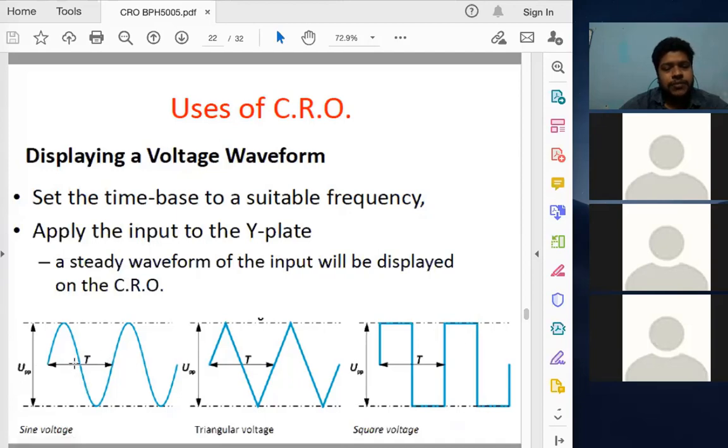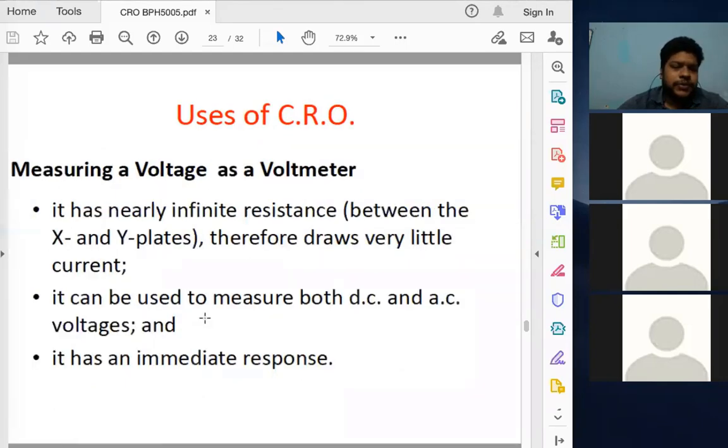From that, we know the time period, and from the time period, we can tell the frequency. So set the time base to a suitable frequency so that we can see the signal properly on the screen, and then apply the input to the Y plate and a steady waveform of the input will be displayed on the CRO. So different kinds of signals we can see on the screen, and it can be used to measure both DC and AC voltage.